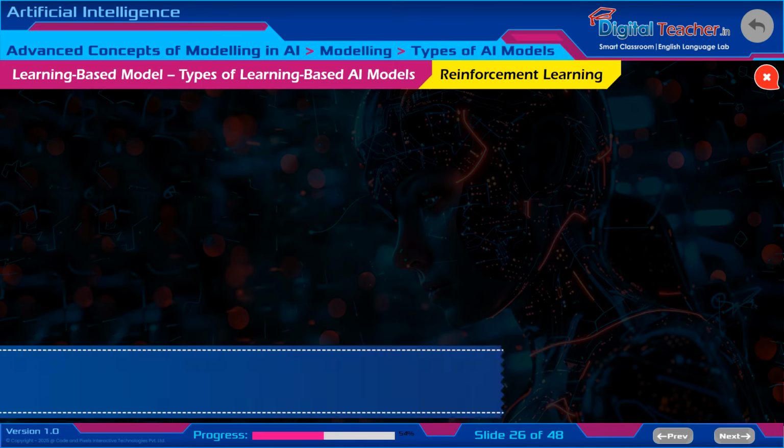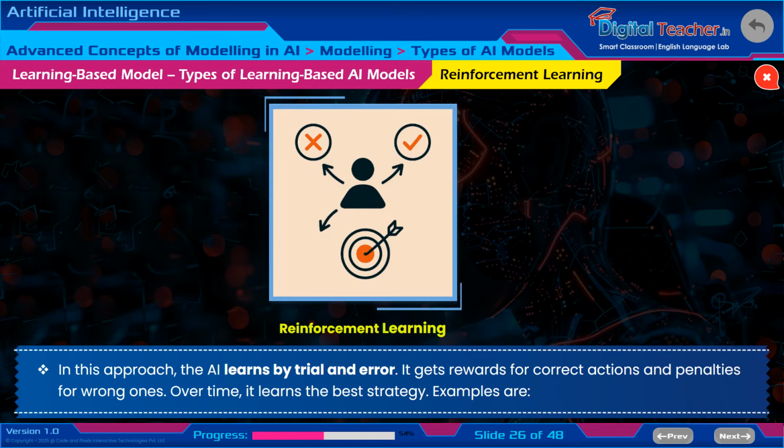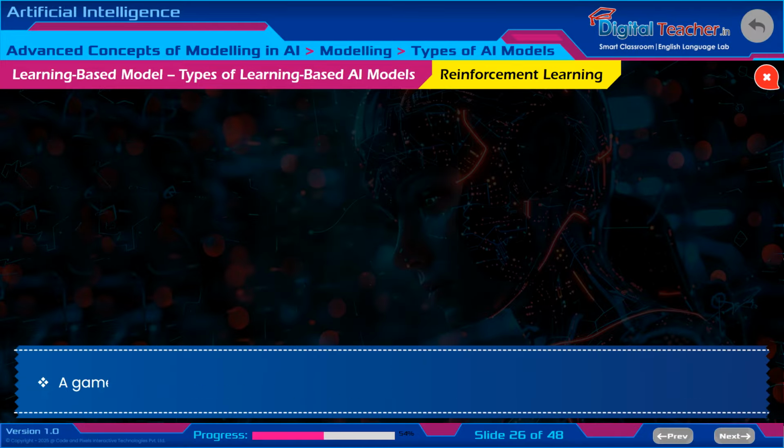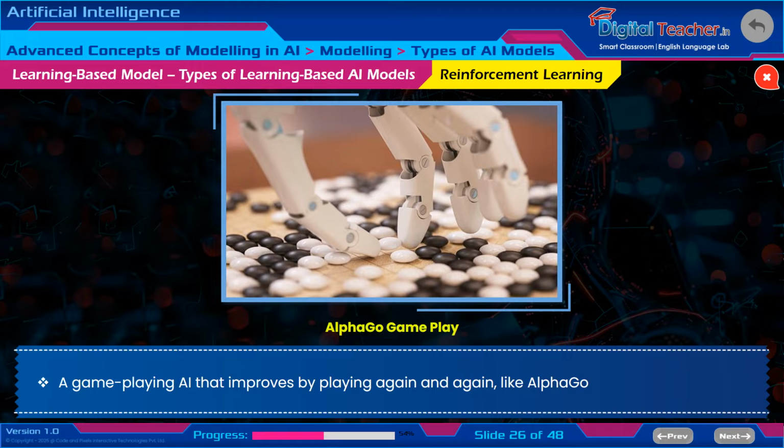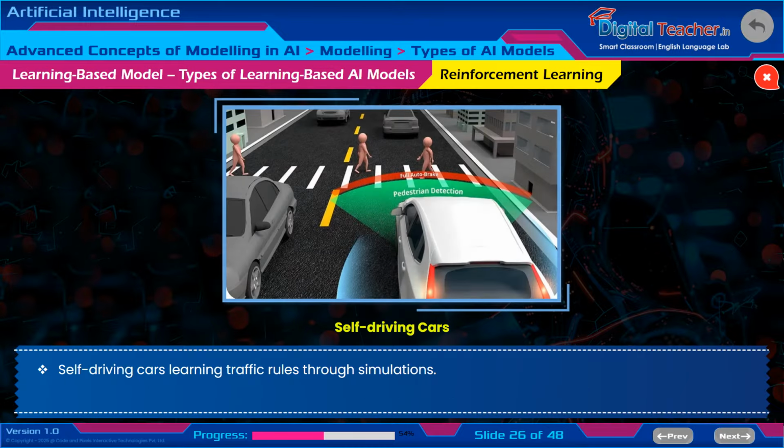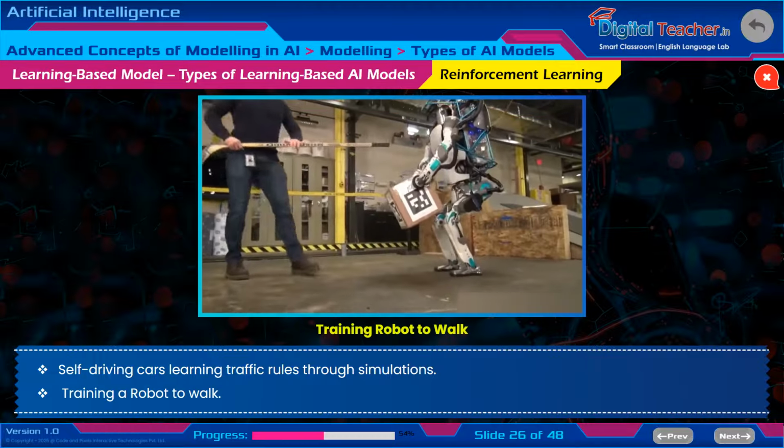Reinforcement learning. In this approach, the artificial intelligence learns by trial and error. It gets rewards for correct actions and penalties for wrong ones. Over time, it learns the best strategy. Examples are a game playing artificial intelligence that improves by playing again and again, like AlphaGo. Self-driving cars learning traffic rules through simulations. Training a robot to walk.